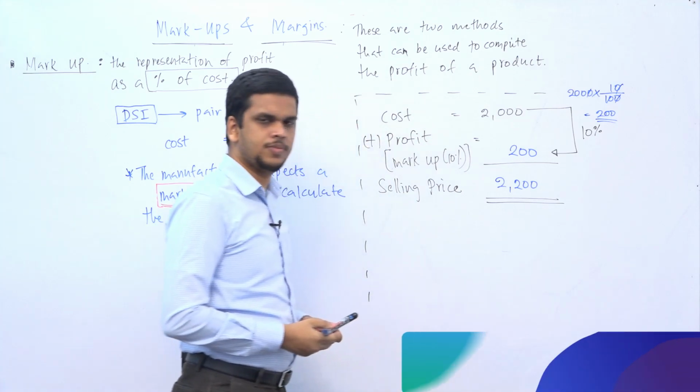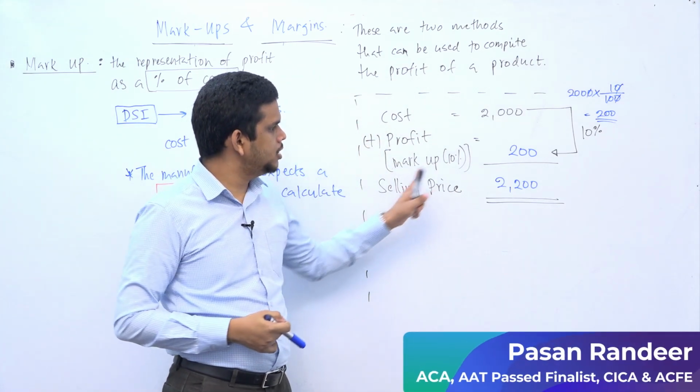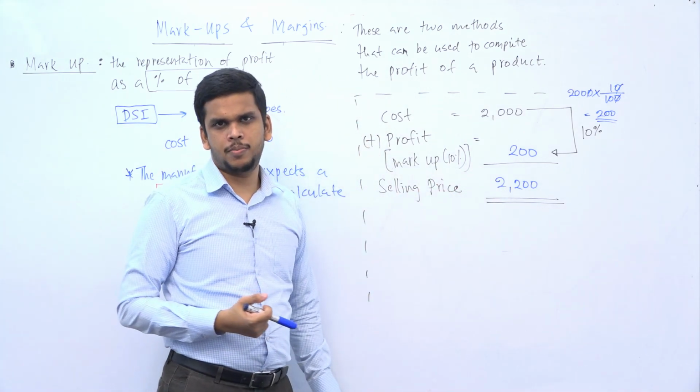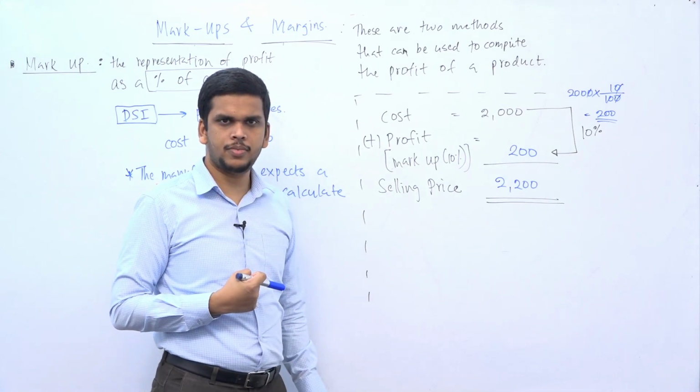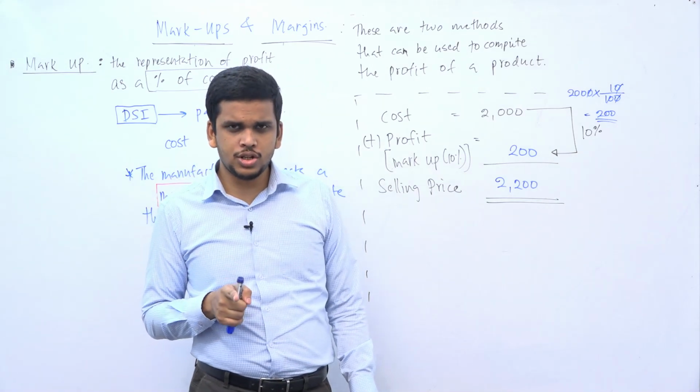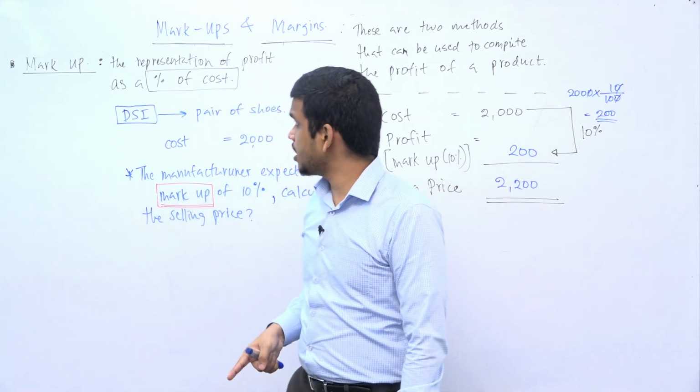So you are selling this pair of shoes at 2,200 per pair, right? That's what happens here, right? So this is what, this is margin or markup. This is the markup, right?